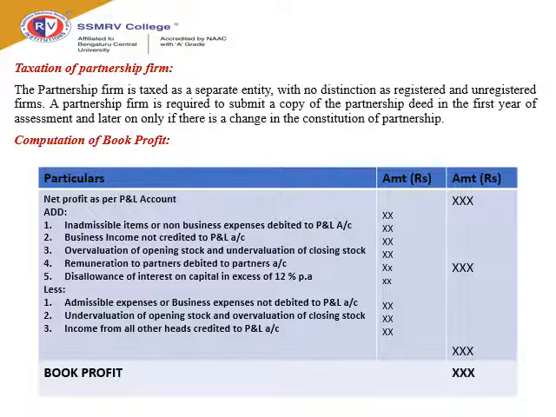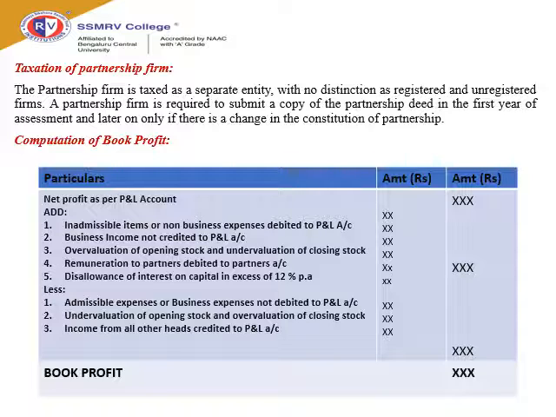So let us understand the format like this. First, we need to record the profit and loss figure, whether it is a net profit or a net loss. For this, we need to add inadmissible items or non-business expenses debited to P&L account. Inadmissible or non-business expenses is the first item to be added. Second, business income not credited to P&L account should be added. Overvaluation of opening stock, if there is any, we should add. And if there is undervaluation of closing stock, we need to add it.